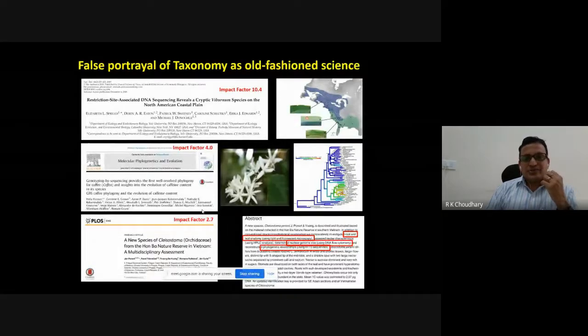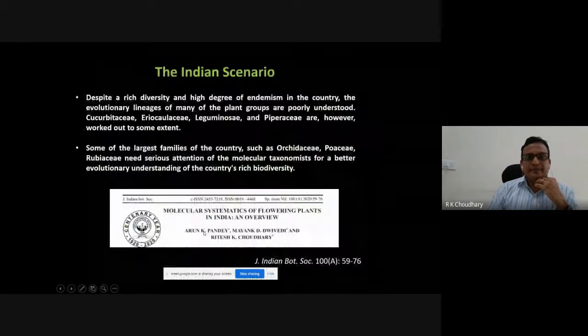You can also show people all this work which we have discussed here. They have been published in very good journals. Like this Viburnum work was published in a journal having an impact factor of 10.4. The Coffea work was published in one with an impact factor of 4. This has not been discussed, but still, if you want to publish a new species, if you take a data set from different technology, of course you can publish in a high impact factor journal.